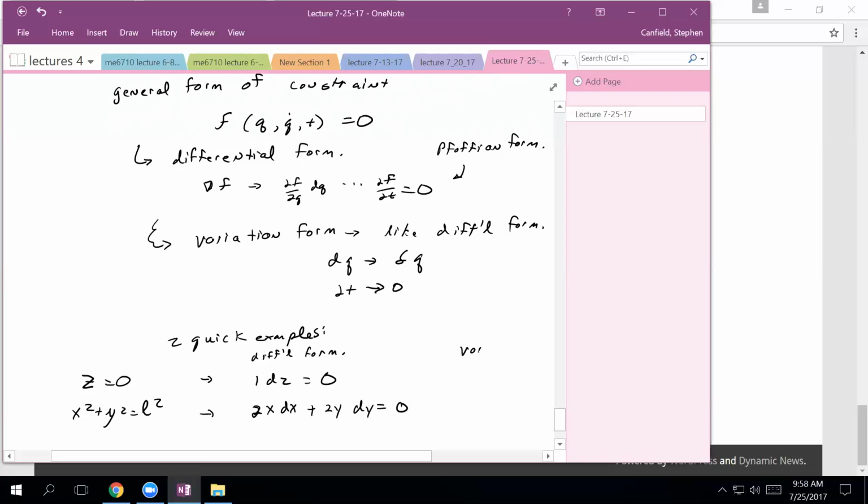And in the variational form, I'm going to get basically the same thing. I get the variation of z equals 0. I get 2x times the variation in x plus 2y times the variation in y equals 0.